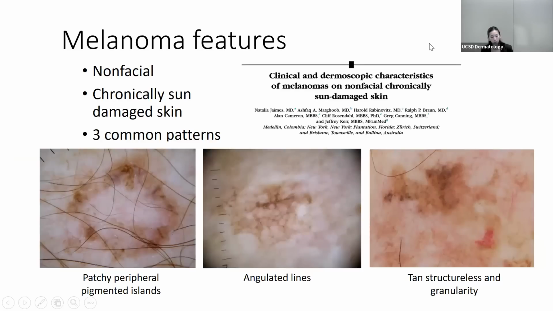There are some other features to look for. So this study by James et al. actually looked at non-facial melanomas. So nothing on the face, but on chronically sun damaged skin. And they basically came up with these 3 patterns that they termed: patchy peripheral pigmented islands, angulated lines, which you're also going to see with facial lesions or facial melanomas, and then tan structureless with granularity. So kind of what we've been talking about with this gray color and these gray dots.